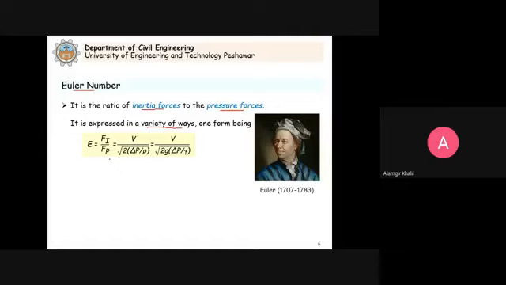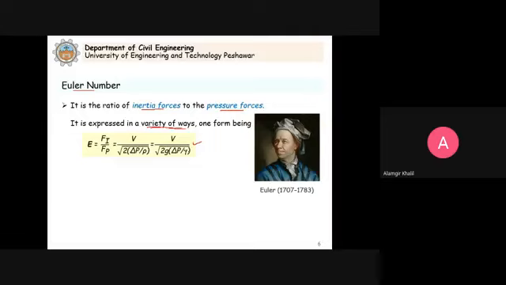So inertia force by the pressure force. This is equal to this expression which is given in your textbook. But maybe this Euler number you find in another fluid mechanics book, and maybe the expression is slightly different. So you are confused which one is correct. That's why it is written here that it can be expressed in a variety of ways. One form is this.